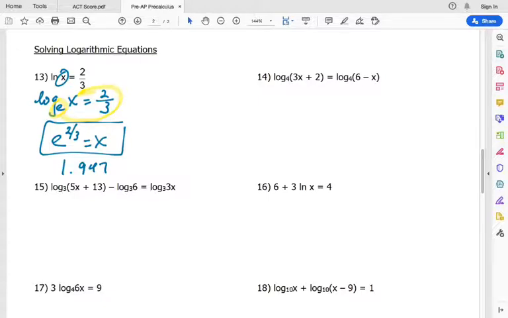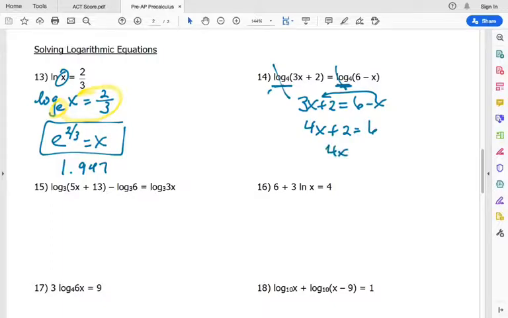Okay, on number 14, again, as long as you have one log equal to one log and they have the same base, you can just ignore those and set the arguments equal to each other. So 3x plus 2 equals 6 minus x. And then you're able to solve it from there. So moving the x over here, I'll add it and it becomes 4x. Move the 2 over and it becomes 4. We'll move the 2 over by subtracting. Divide by 4 and I get x equals 1. Now, I don't want to say that's for sure the solution.